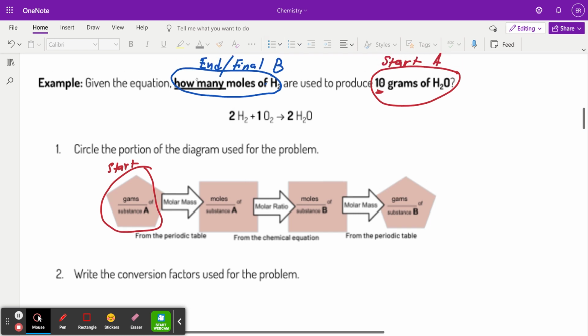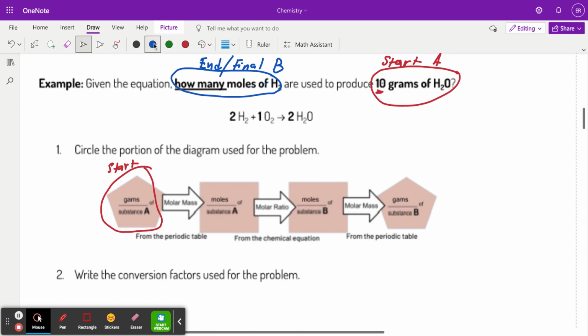And now where is our end? Our end is moles of substance B. So let's go ahead and circle that, moles of substance B. Right here we see moles of substance B. This is our end.